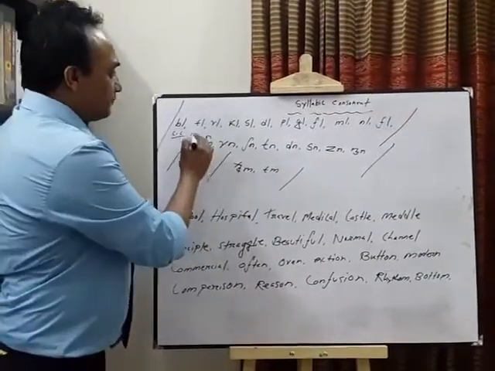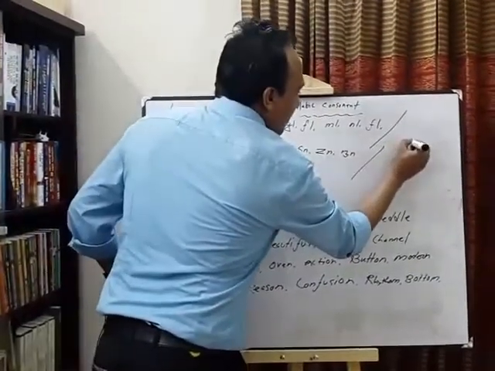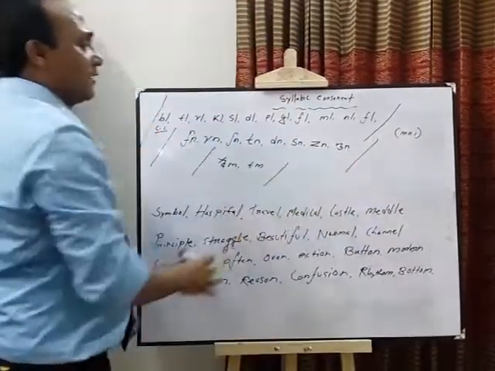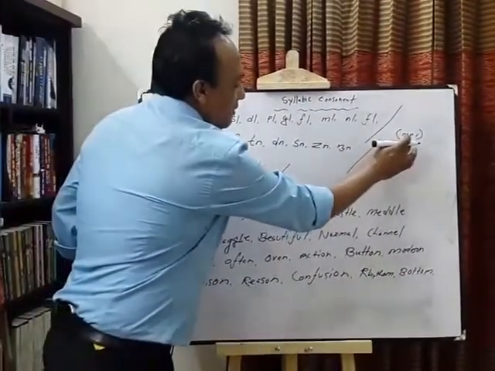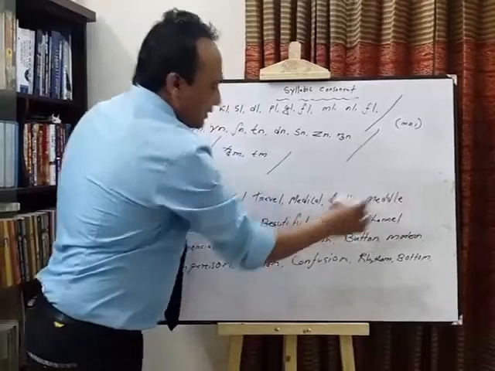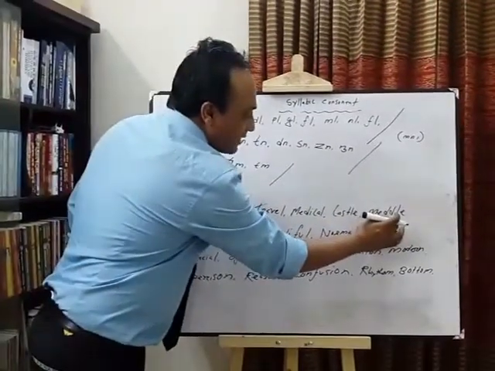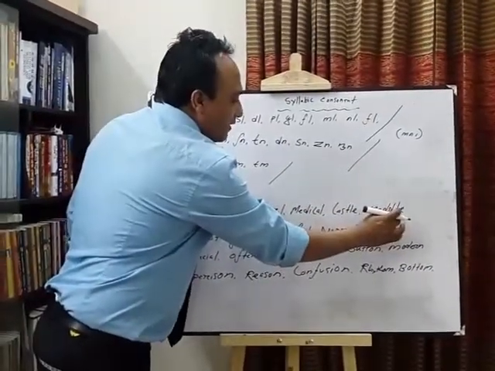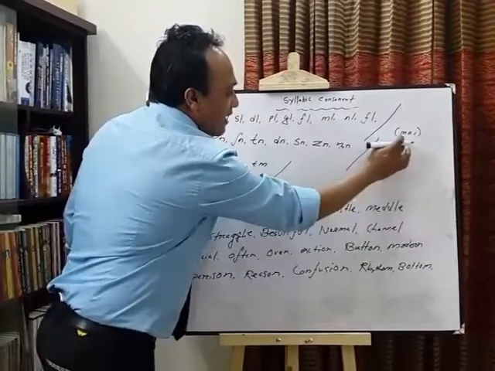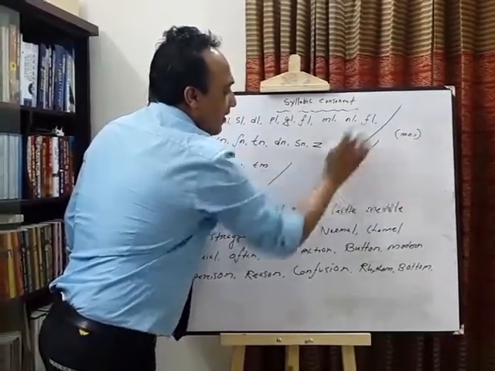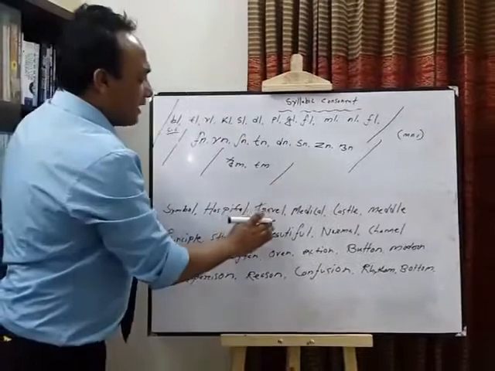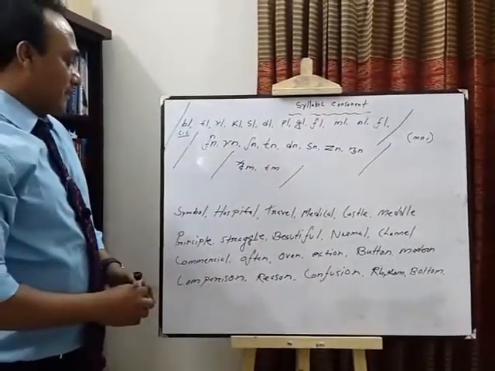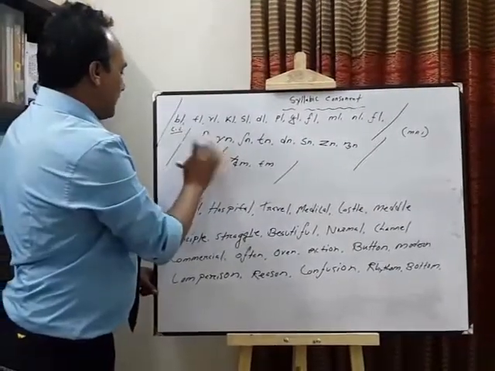Whenever we get mo, no and lo, these are the three sounds usually at the end of the word, the last syllable of the word. If the syllable has been structured by mo, no and la, then we have to consider that syllable as a syllabic consonant. So we will practice with that.